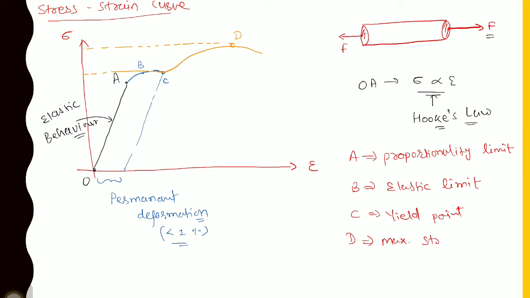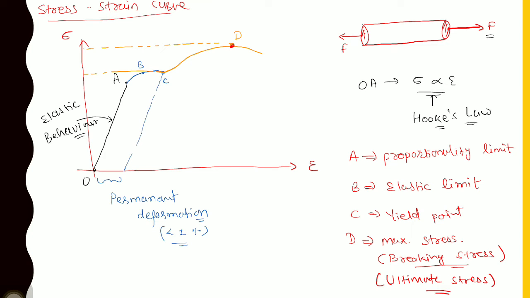That is the maximum stress, or we call it the breaking stress. If you apply some force on a body and the body reaches this point D, then the body must break after this point. And sometimes we also call it the ultimate strength, also called ultimate stress. That is the maximum.